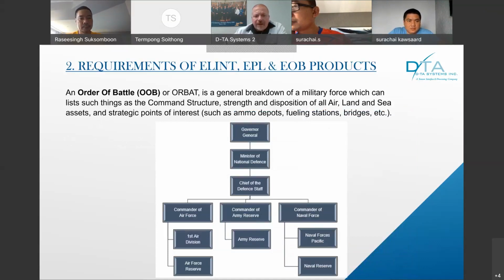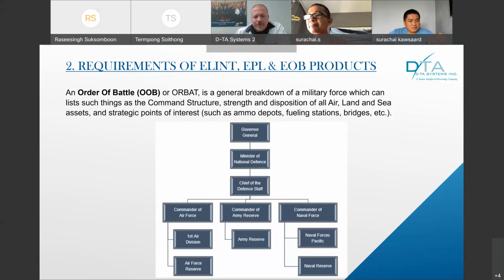So an order of battle, OOB, or sometimes known as an ORBAT, is a general breakdown of a military force which can list such things as the command structure, strength, the disposition or the numbers of all air, land, and sea assets. It could discuss strategic points of interest such as ammunition depots or fueling stations, bridges, etc.